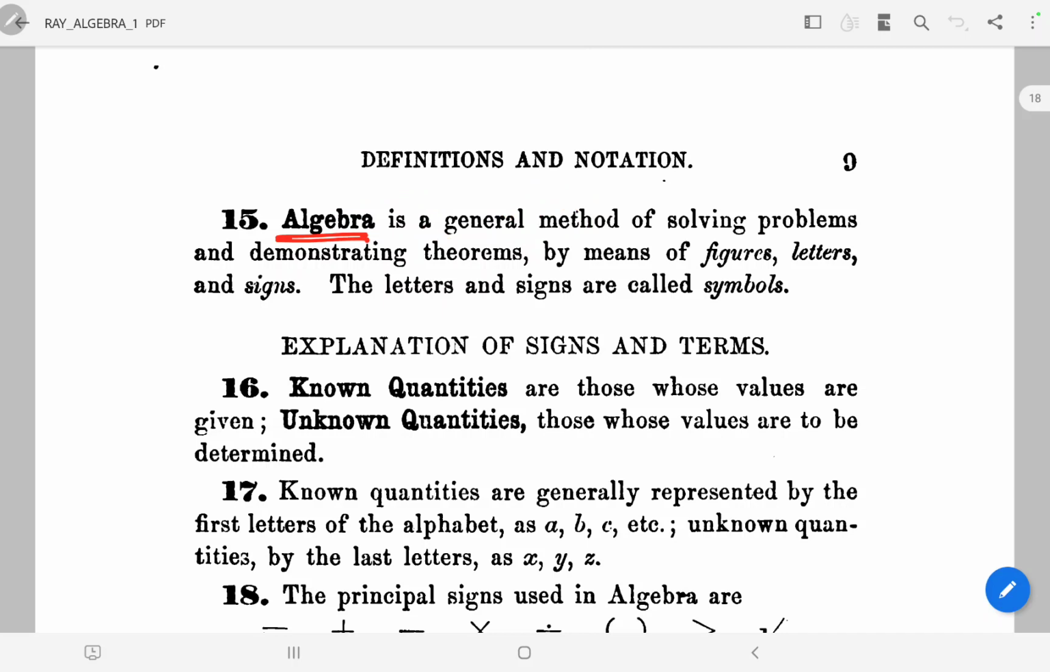The letters and signs, we're told, are called symbols. So here we have an introduction to talk about letters and signs that are used in algebra. And if you look down below, the next section, we're going to study these different signs that are used in algebra. But we're going to stop here at Article 15 in this video.